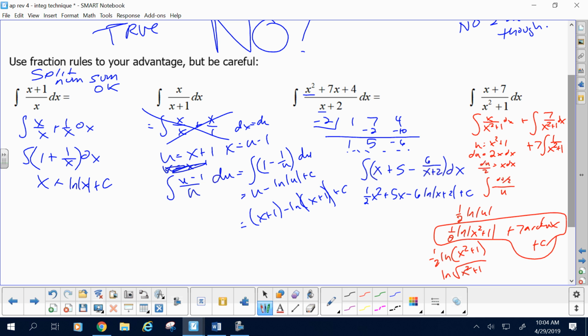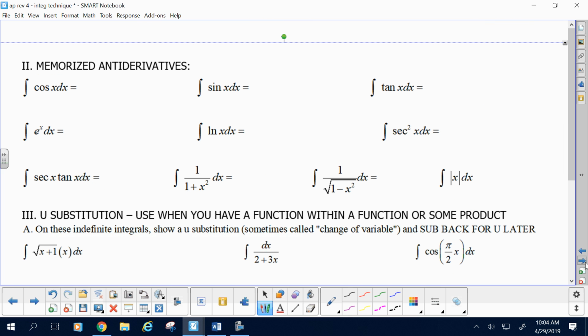Okay, that one had a couple different components to it. Okay, you need to have these down cold, memorized. The antiderivative of cosine: sine or negative sine? Remember, you're talking antiderivatives. Get your answer and check this makes sense. What's the derivative of sine? Cosine. Yes, that makes sense. Sine, cosine. Check, does my answer make sense? Is the derivative of cosine sine? No, it's negative sine, so this must be negative cosine.